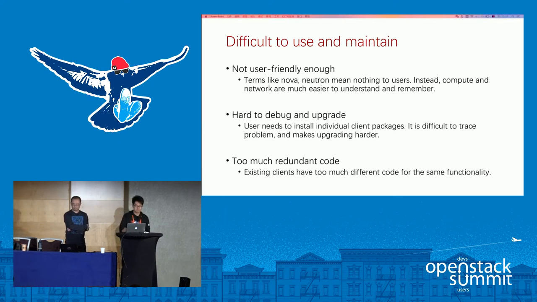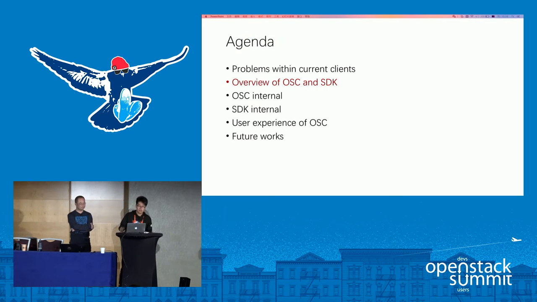And some other problems, they are very difficult to use. For example, terms like Nova, Neutron mean nothing to users. Instead, compute, network, are much easier to understand and remember. And using a lot of clients makes debugging and upgrading more and more difficult because you have to install individual client packages. And at last, too much redundant code, right? So I will introduce you to OpenStack client and OpenStack SDK.